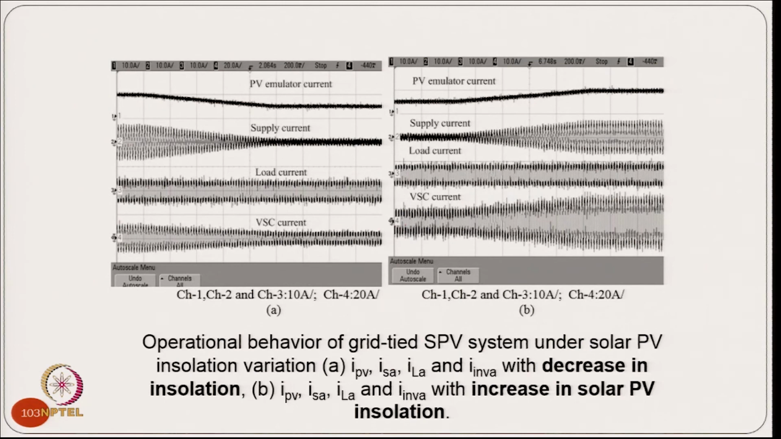And when the solar generation is varying, your supply current goes on changing while the load current remains constant. Similarly, if the solar generation increases, the grid current certainly increases with the fixed load on the point of common coupling.